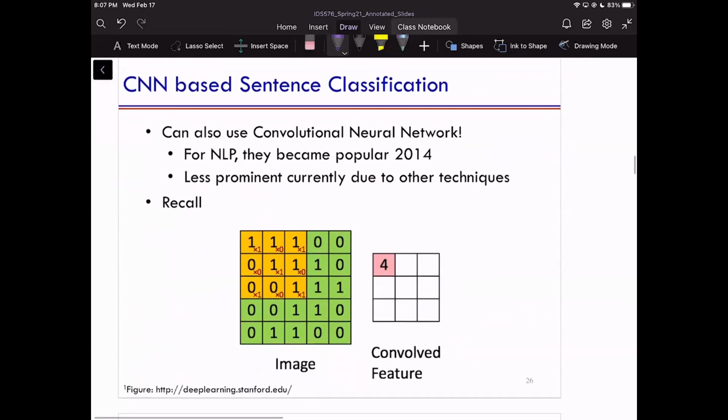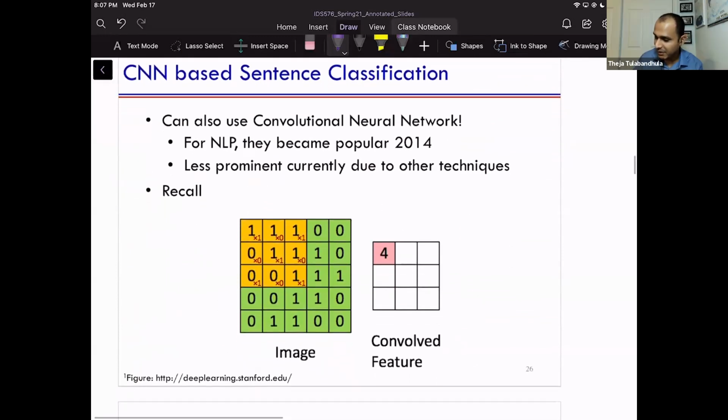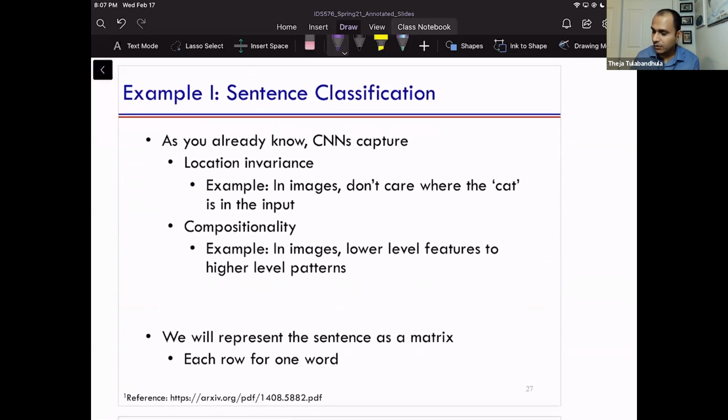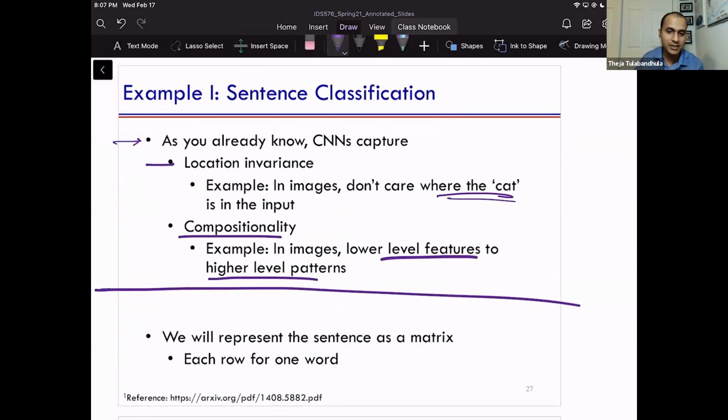So CNN, I am going to skip this slide because we have seen that just last session. What is the key idea? I'm not talking about the first bullet point. We know that CNNs can capture location invariance. For example, where the cat is is not very critical, and also there's some compositionality where lower level features get aggregated to higher level patterns. That's fine. This is something we've discussed before, so that's not the key thing.